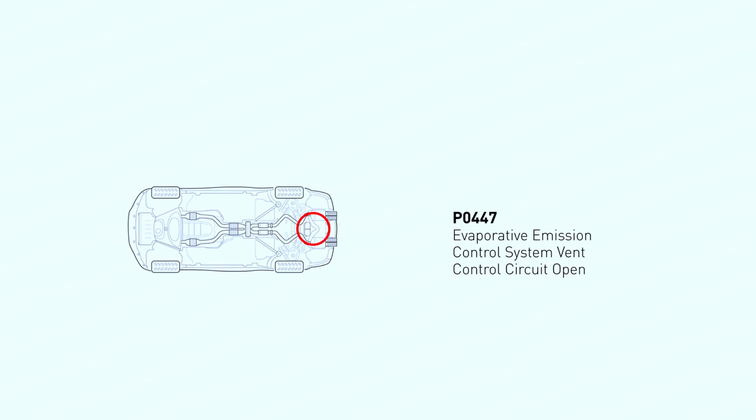The P0446 code means there's a malfunction in the EVAP system's vent control circuit. This system prevents fuel vapors from escaping into the atmosphere by trapping them in a charcoal canister. When this system fails, it can trigger the check engine light and cause your vehicle to fail emissions tests.